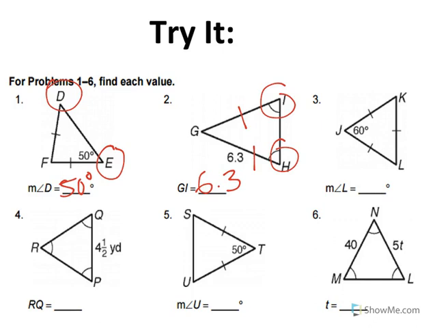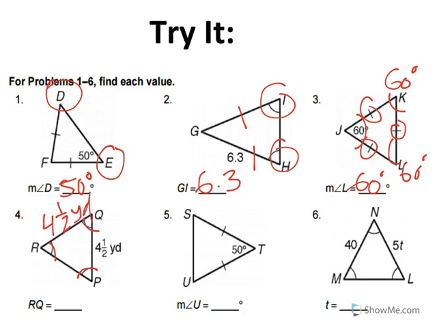And for number three, we're given an equilateral triangle. So all three sides are congruent. That means that all three angles are congruent, so each of those angles is 60 degrees. So angle L is 60 degrees. And number four is an equilateral triangle, so all three sides are congruent. So each of these is 4.5 yards. Okay, so the segment from R to Q is 4.5 yards.